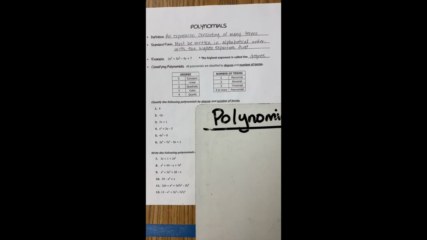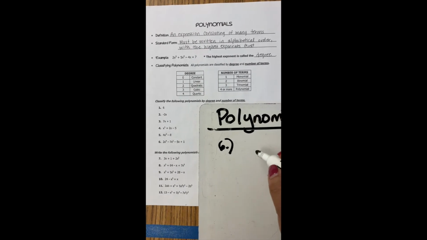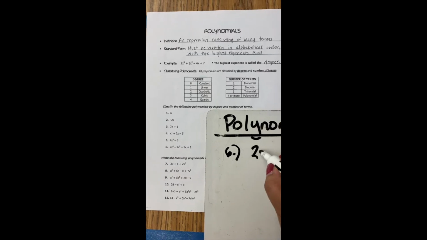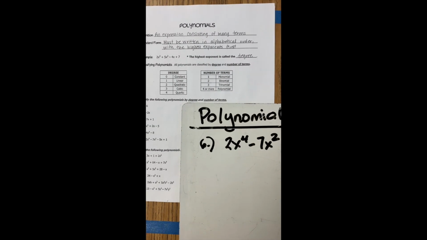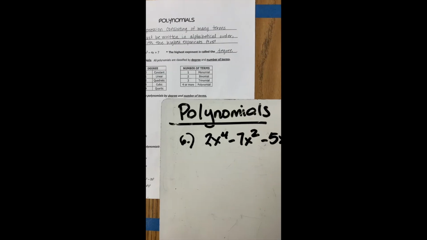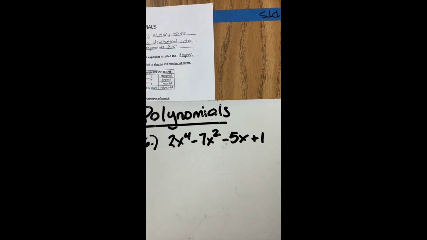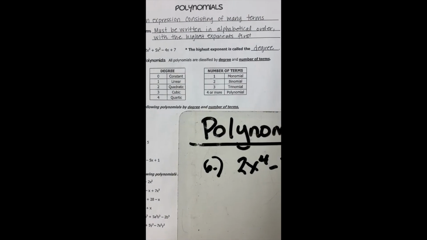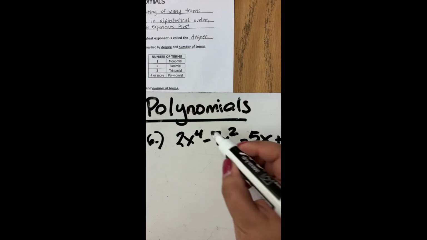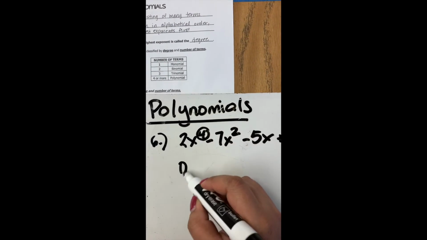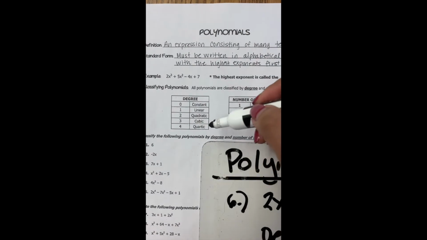All right, now let's try another example. Let's do number 6 from packet page 1. We have 2x to the 4th minus 7x to the 2nd minus 5x plus 1. This is already in standard form. So we're identifying the degree and the number of terms. The degree is the highest exponent, which is 4. So the degree is quartic.